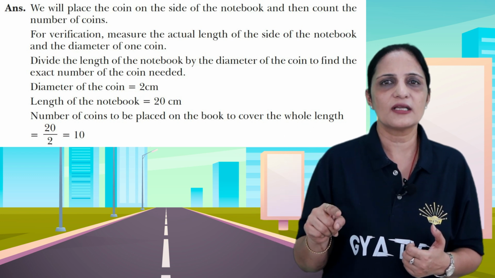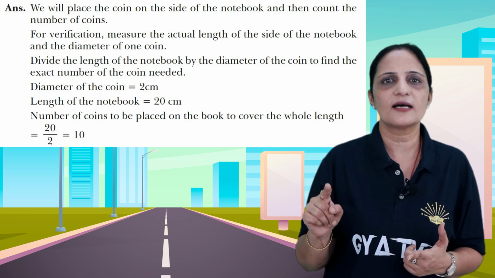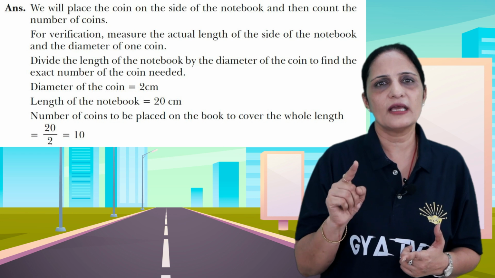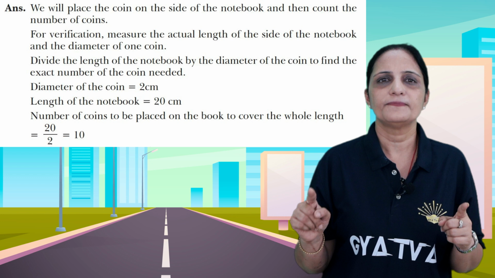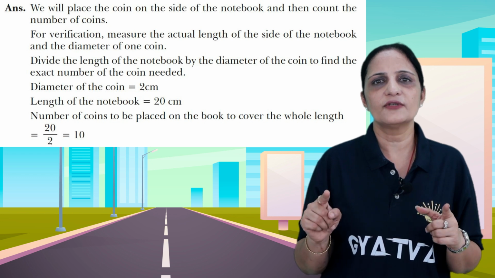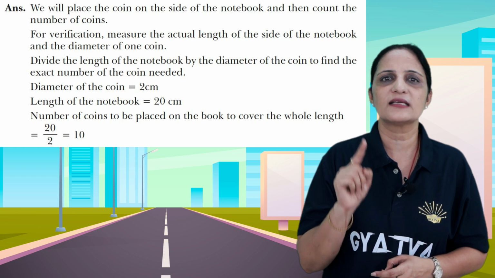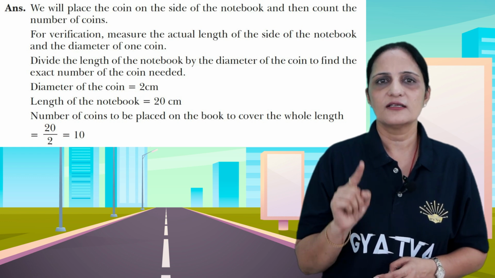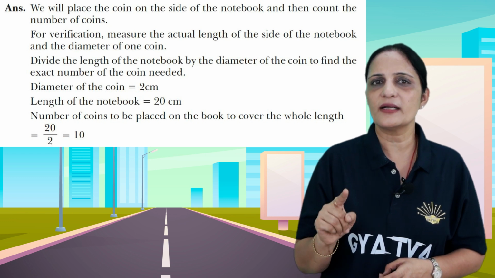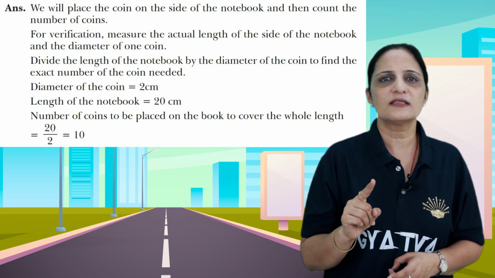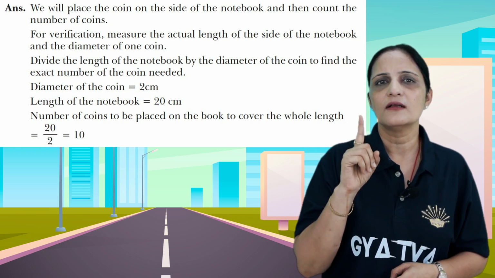अब वेरिफिकेशन के लिए क्या करोगे, जो साइड ऑफ द नोटबुक है उसकी एक्चुअल लेंथ आप ऑलरेडी मेजर कर लोगे और एक कॉइन का डायामीटर भी मेजर कर लोगे विद द हेल्प ऑफ योर स्केल. सो डिवाइड द लेंथ ऑफ द नोटबुक बाय द डायामीटर ऑफ द कॉइन. तो आपके पास आ जाएगा कि आपको कितने एग्जैक्ट नंबर ऑफ कॉइन्स चाहिए. सपोज डायामीटर ऑफ द कॉइन इज़ 2 सेंटीमीटर और लेंथ ऑफ द नोटबुक इज़ 20 सेंटीमीटर. तो नंबर ऑफ कॉइन्स कितने चाहिए हमारे पास, लेंथ ऑफ द नोटबुक डिवाइडेड बाय डायामीटर ऑफ 1 कॉइन.